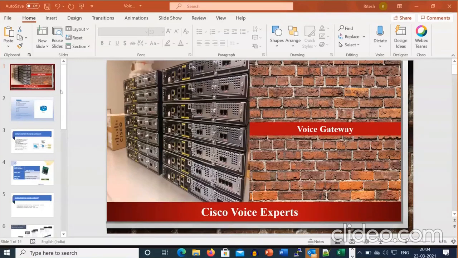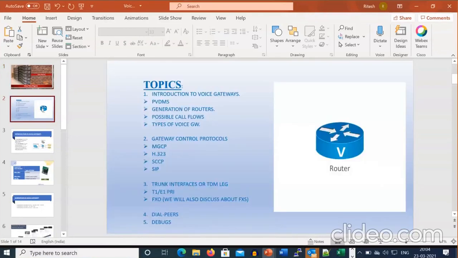So let's start with the slides. So this would be the topics roughly, and yes, we would be discussing the TDM leg as well. T1, E1 PRIs, FXO, FXS, we'll be discussing those as well, and dial peers. So this will be roughly the topics that we would be covering. Today I'll start with the basics of voice gateways.